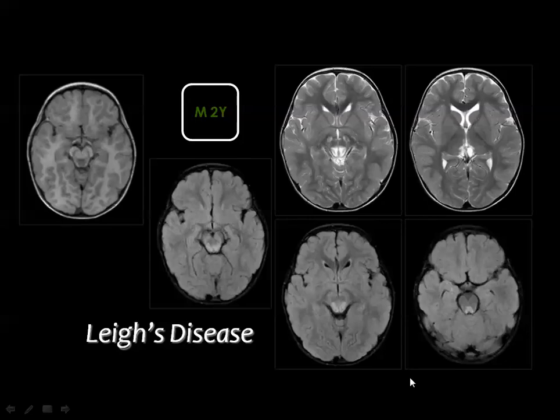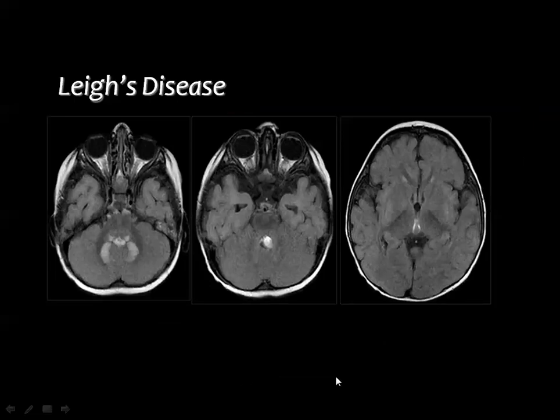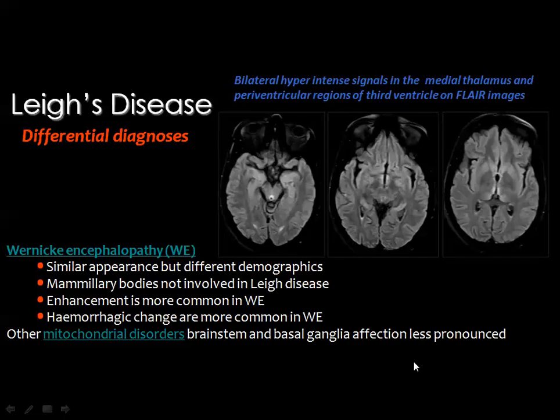And this is also a case of Leigh disease in a 2-year-old child with affection of the posterior part of the brainstem, the periaqueductal area, and the medial aspect of the thalamus, almost similar to that of Wernicke encephalopathy. And this is the affection of the periaqueductal area with Leigh disease. And this is also Leigh disease. You see affection of the posterior part of the pons, affection of the region around the aqueduct of Sylvius, and the medial aspect of the thalami.